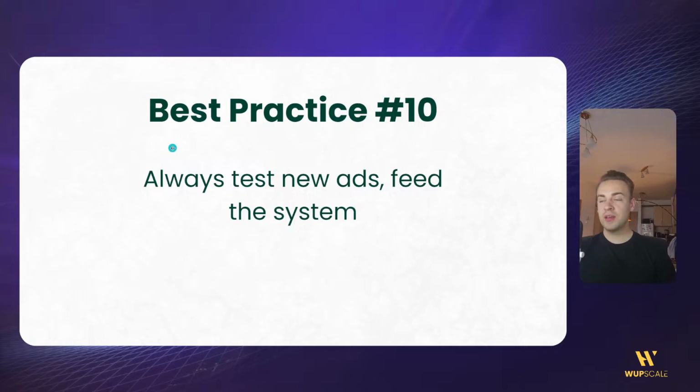Number 10 is always test new ads, feed the system, feed the Meta algorithm, always give it more ads and more data to use. So make sure to create new concepts, test videos, test carousel posts, images, animation, GIFs, different video styles, UGC style, edited style, just you walking or sitting in the car. Make sure to test new ads at least every week. Test 5 to 10 new concepts.